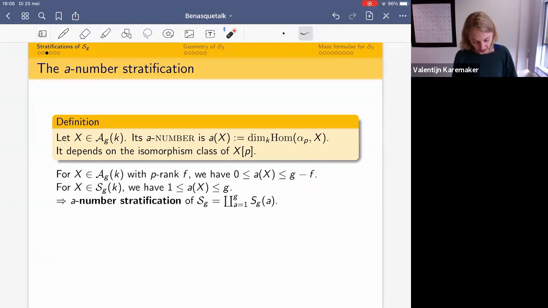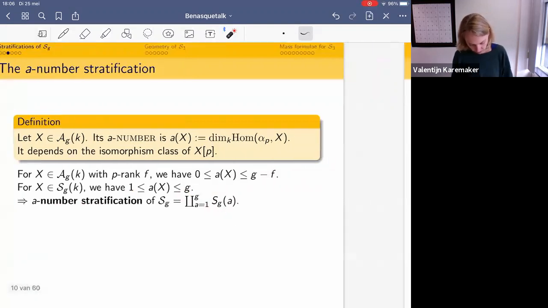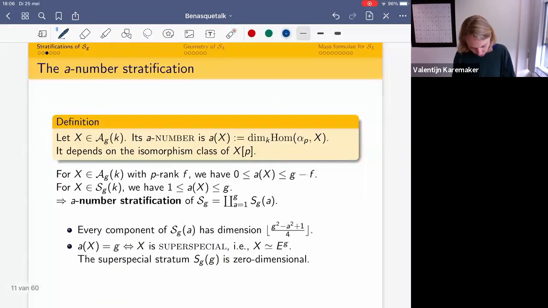And now we can look at the A number stratification of S_g, where each stratum, S_g^a, consists of all supersingular abelian varieties with the same A number. Due to work of Harashita, we know what the dimension of each A number stratum is. And he also gave the number of components, again in terms of class numbers. And secondly, Oort proved that the maximal A number case is somewhere special.